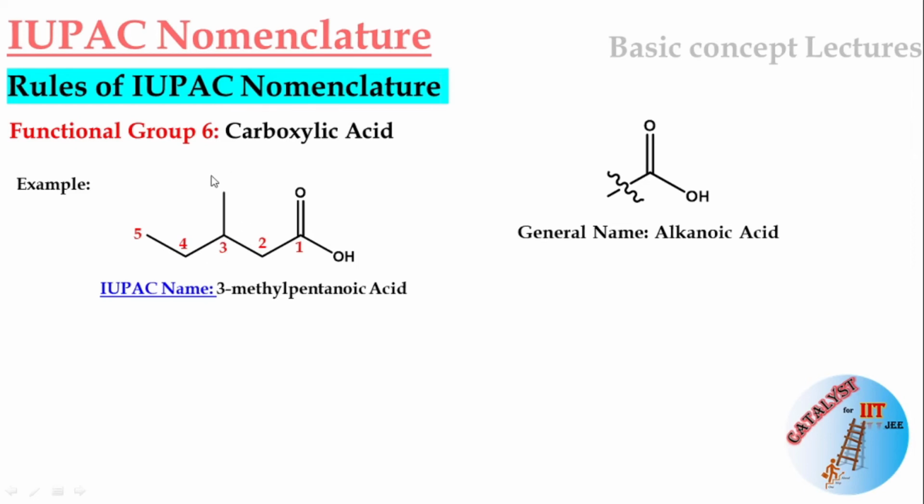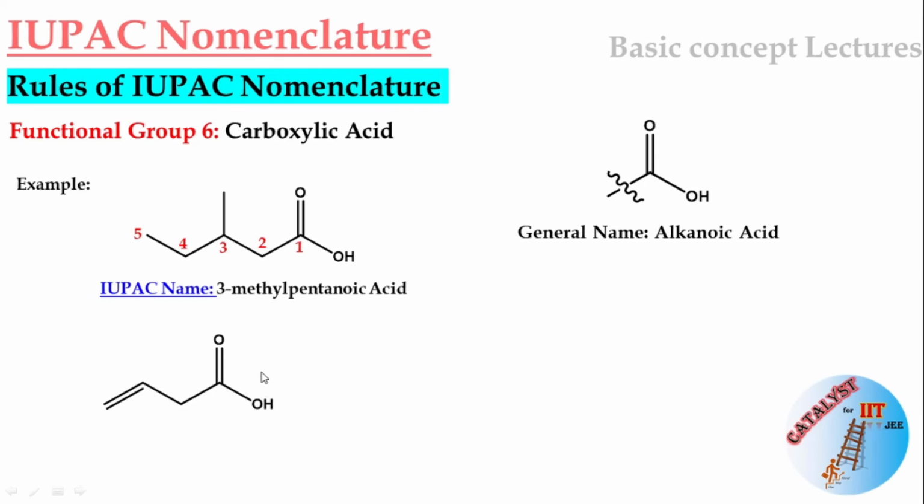So the correct IUPAC name is 3-methyl, because on the third position your methyl substituent is present, and the number of carbons on your parent chain is 5. So pentanoic acid. Oic acid is the suffix used for the carboxylic acid functional group.